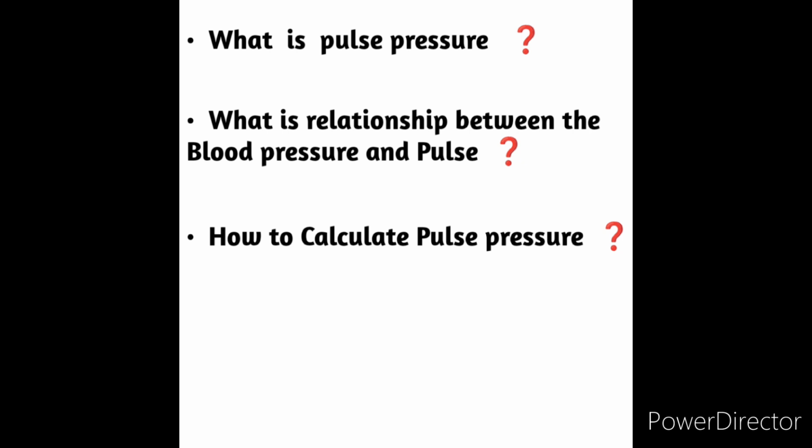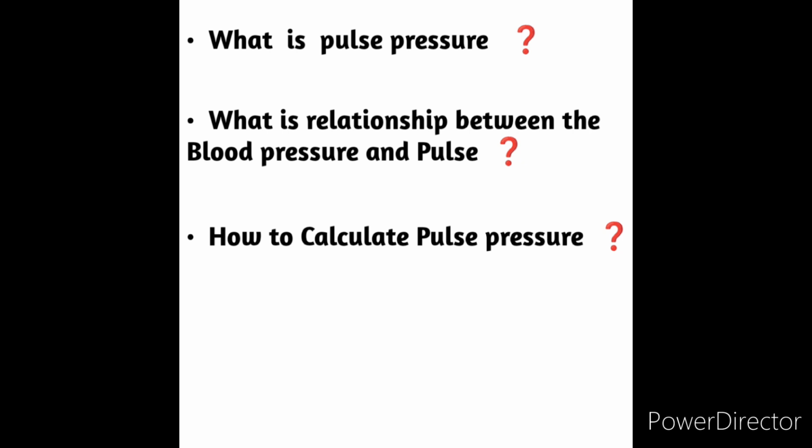Now we will see how to calculate the pulse pressure. The top number is called systolic, the bottom number is called diastolic. The difference between the systolic and diastolic is the pulse pressure. For example, just now I said 120 by 80 mm of Hg is the blood pressure. The value was 40, considered a healthy pulse pressure.